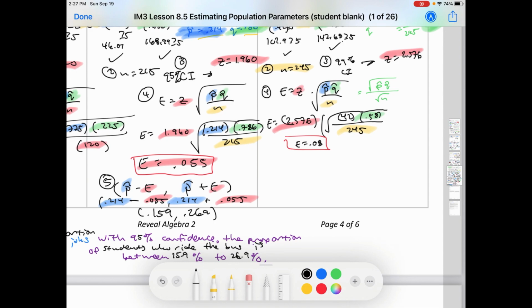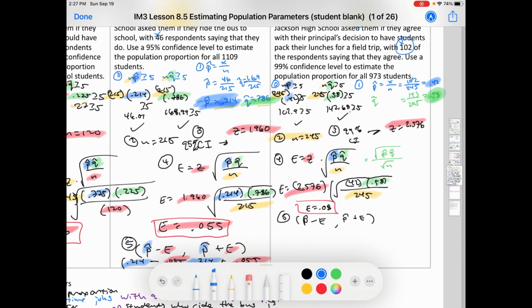Let's do number 5. Number 5. P hat minus E, P hat plus E. So P hat is blue, 0.42. 0.42. And then minus plus, then E was 0.08.